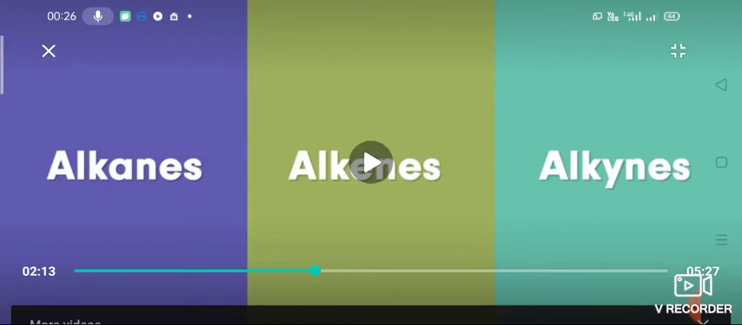So according to that bond, we can classify these carbon compounds into 3 groups, that is alkane, alkene and alkyne. Alkanes are the hydrocarbons with single covalent bonds. So all those saturated hydrocarbons are alkanes. Alkenes are the hydrocarbons with a double bond. Alkynes are the hydrocarbons with a triple bond.